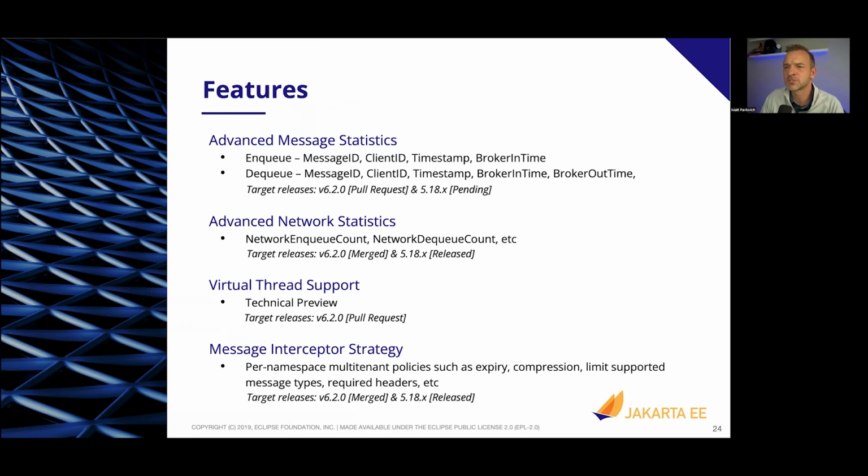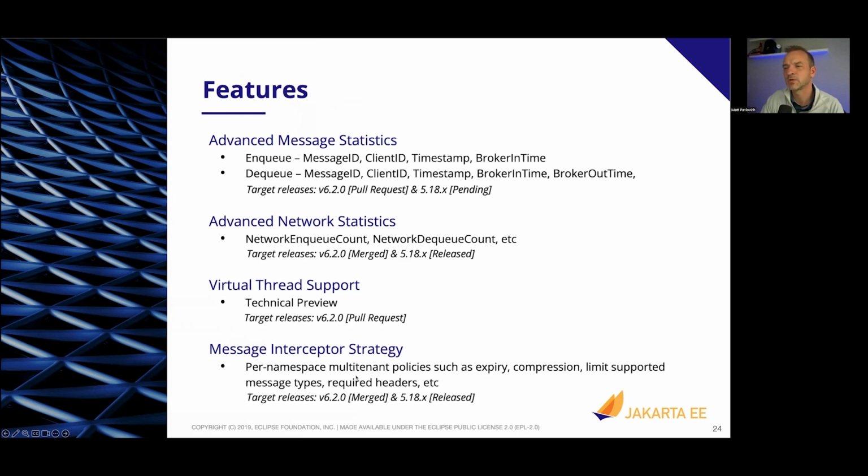The message interceptor strategy is a per-namespace capability to provide more multi-tenant policies. This is really cool because it's added on the destination policy. It can be used for providing more advanced multi-tenant policies, things like on a per message flow basis. What expirations do you want to allow? Do you want to require compression? Do you want to limit supported message types? Do you want to specify some required headers, things like that? So this is a pretty cool piece on a server side basis. You can really enforce policy.